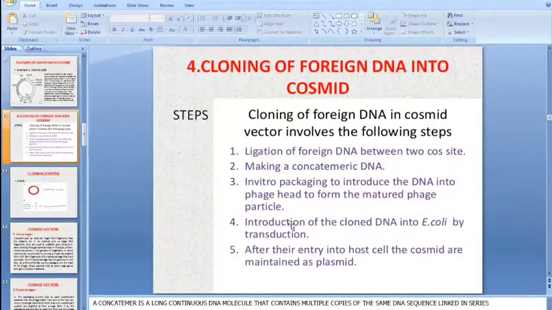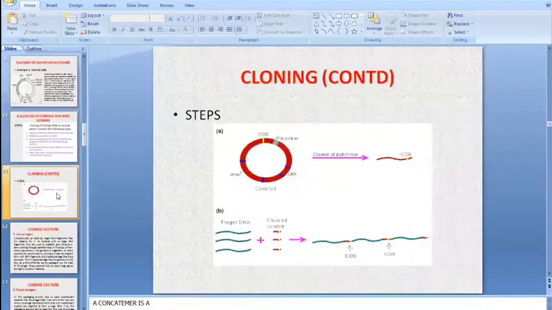And the third step is in vitro packaging to introduce the DNA into the phage head to form mature phage particles. It is nothing but packaging of the foreign DNA into the lambda phage head so that it becomes a phage particle. Then this phage particle should be introduced into the host cell by a process called transduction. So after their entry into the host cell, the cosmids are maintained as plasmids. These are the 5 steps you can see here in the diagrammatic representation.